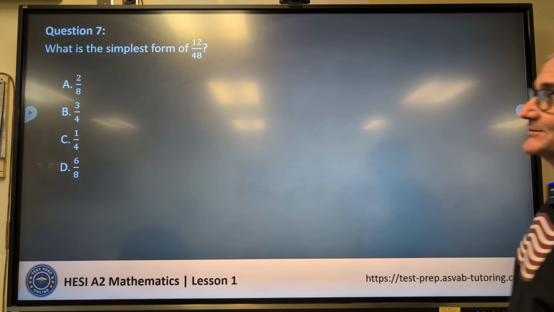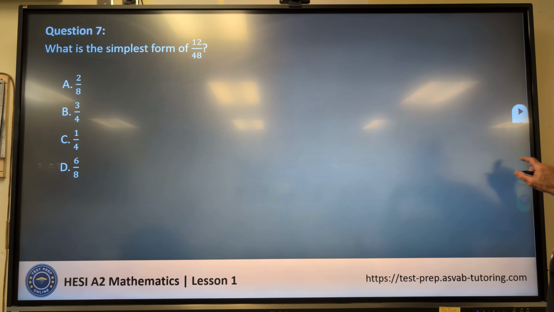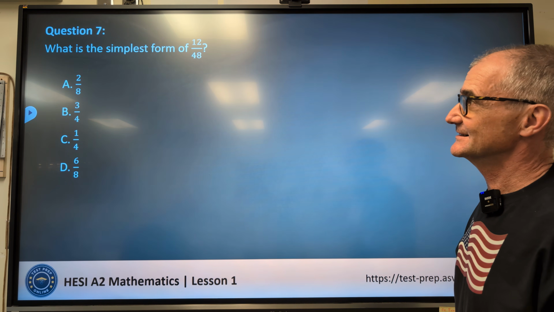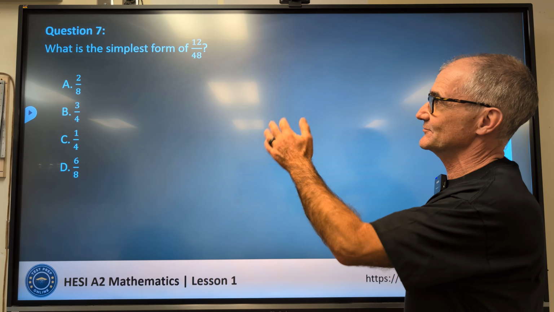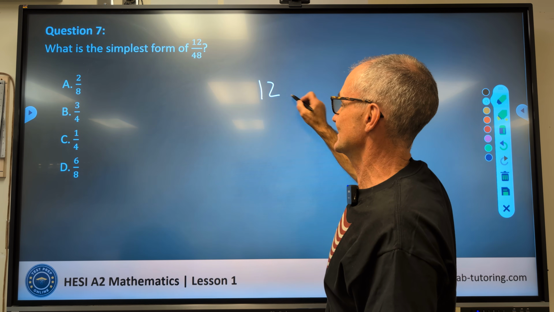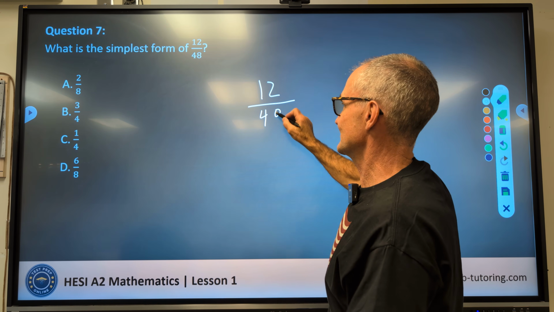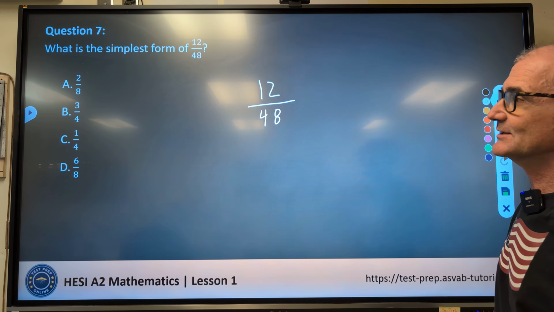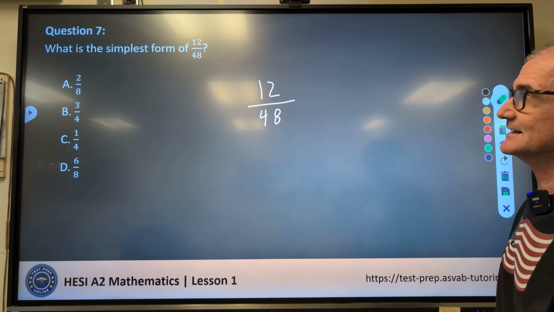Okay, problem number 7. Go ahead and pause the video. Try this problem out. Do the best you can. Then I'll go through it. What is the simplest form of 12 over 48? So I'm trying to reduce this fraction, 12 over 48. I'm looking for a ratio that's the same as that. I could do it a couple ways. I could glance down there and eliminate answers.